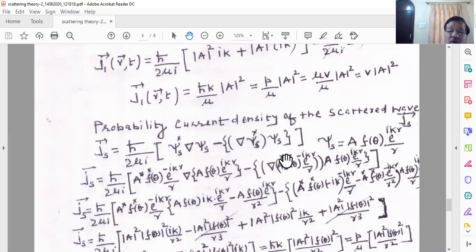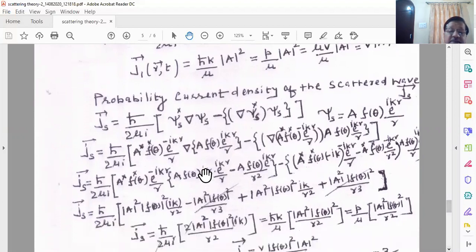So this bracket is over, right? And this I'm keeping here. Then psi s, which is again A f(theta) e to the power of i k r over r. Then you have the closing curly bracket, and the parenthesis over. You can see this parenthesis over here. Once you understand this step, now let us go to the next step. The next step is that this step remains as it is.